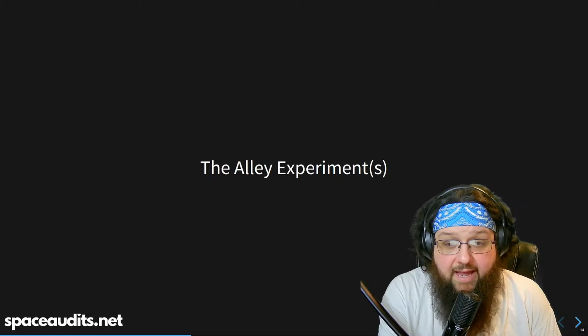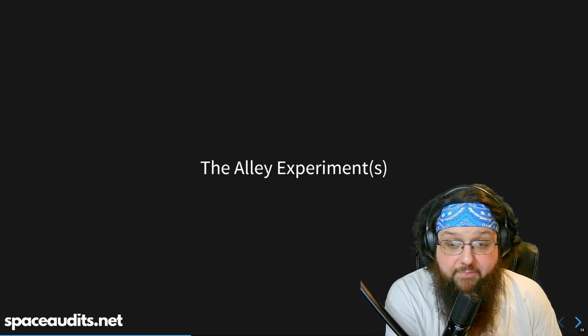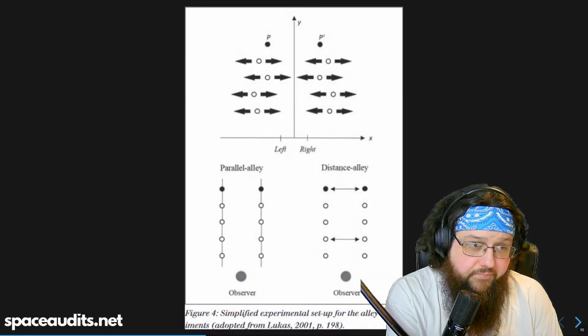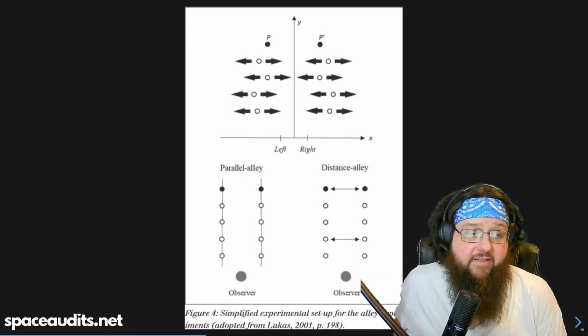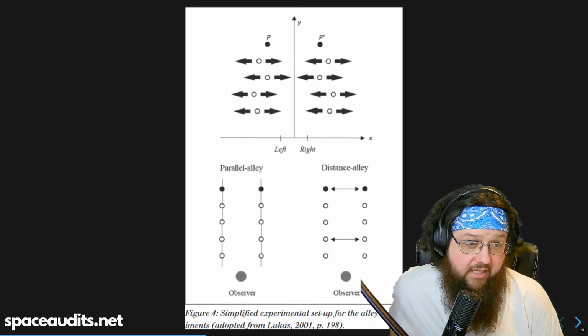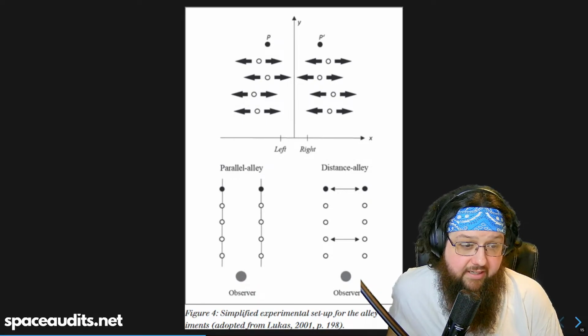So these are the alley experiments. These are how they mapped out curved visual space, starting from the 1850s. All right, so we have a diagram here of an alley experiment. We'll look at the bottom half of the diagram to lay this out. So we have a parallel alley and a distance alley.